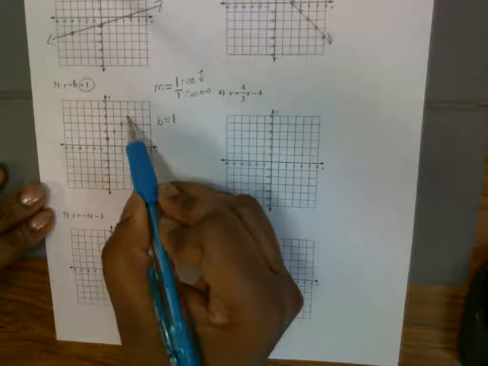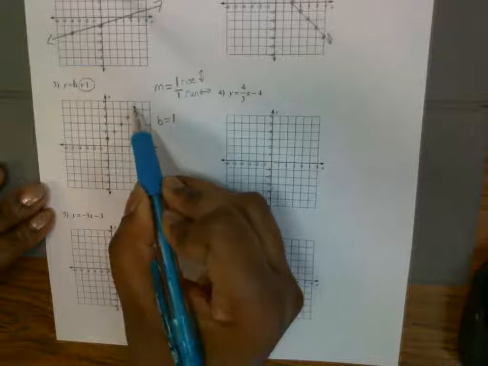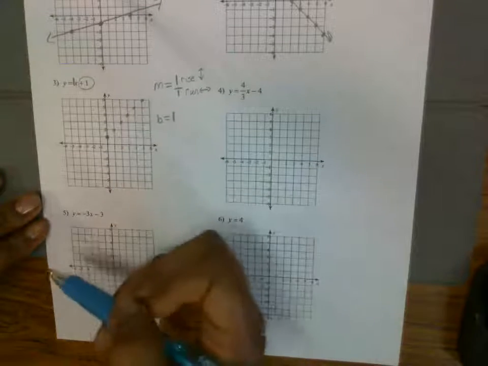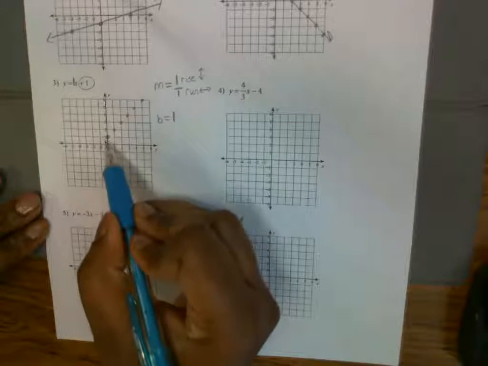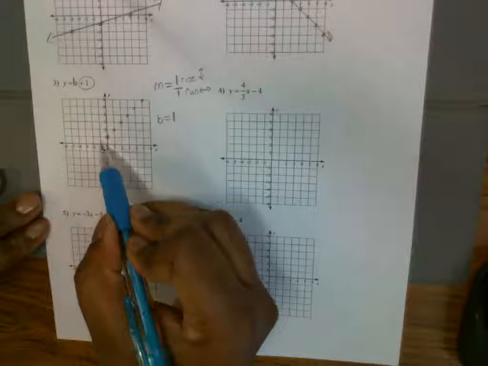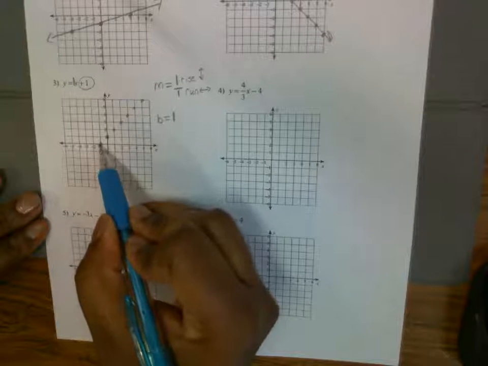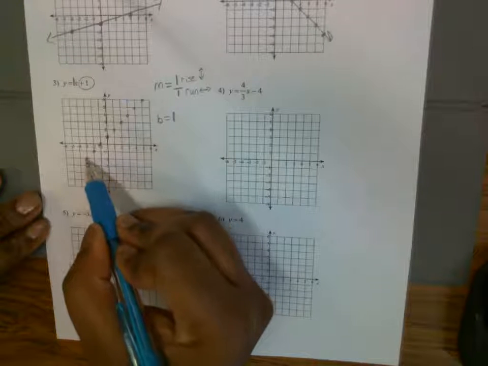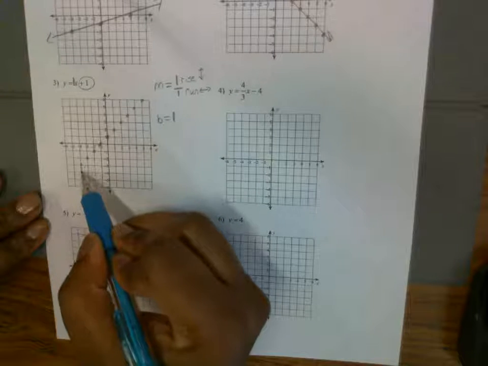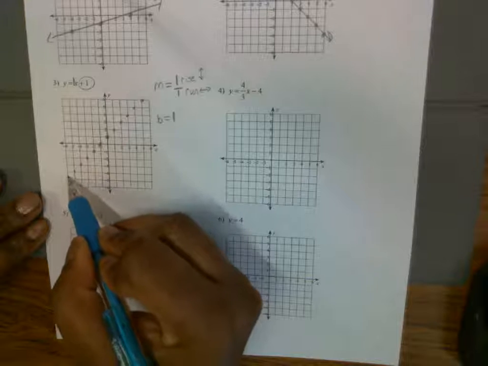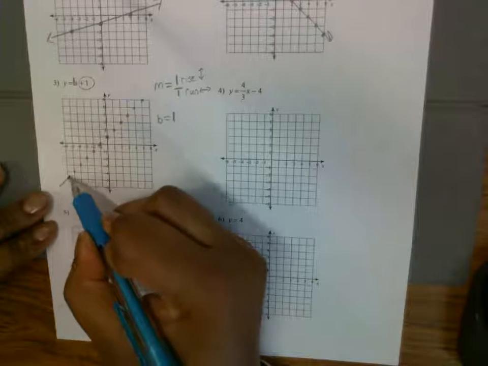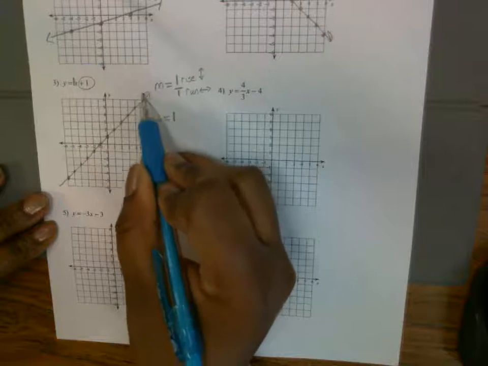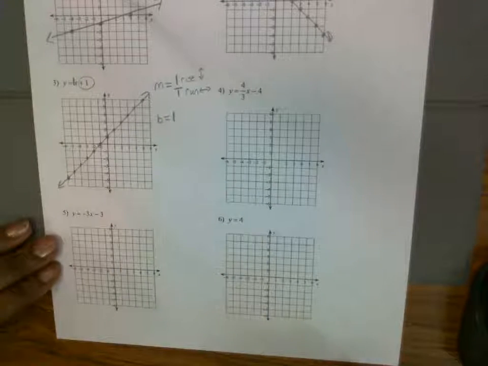So it's up 1 and to the right 1 till I run out of space. If I want points in the opposite direction, I go down 1 to the left 1. Instead of going up, I go down. Instead of going to the right, I go to the left. So it's down 1, left 1, until I run out of space. Remember, these are straight lines. I extend my line and put arrows at the end.